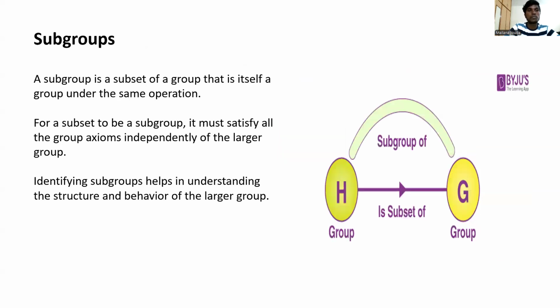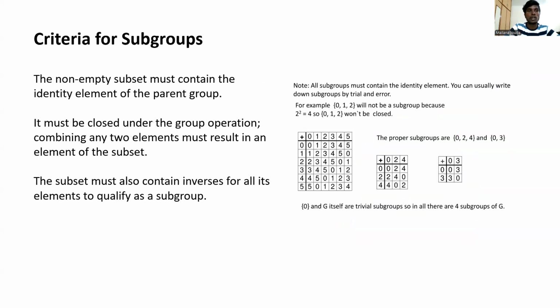Subgroups. A subgroup is a subset of a group that is itself a group under the same operation. For a subset to be a subgroup, it must satisfy all the group axioms independently of the larger group. Identifying subgroups helps in understanding the structure and behavior of the larger group.